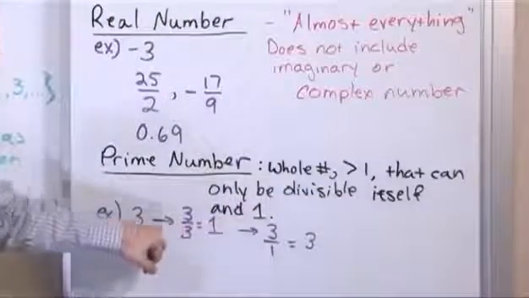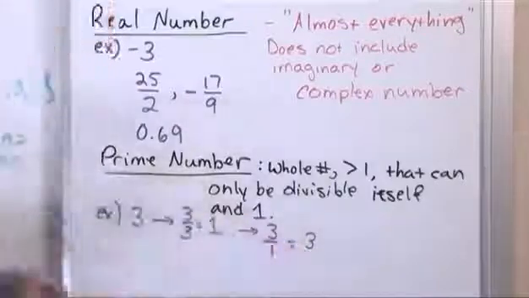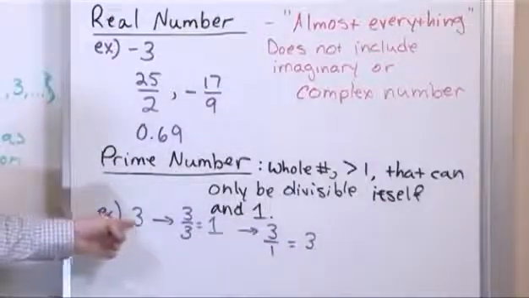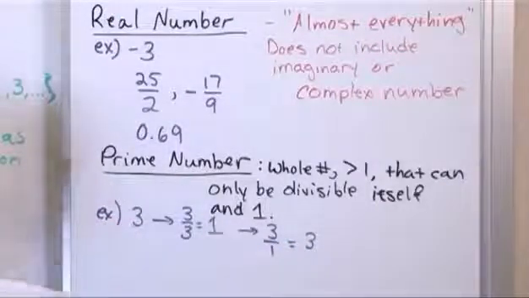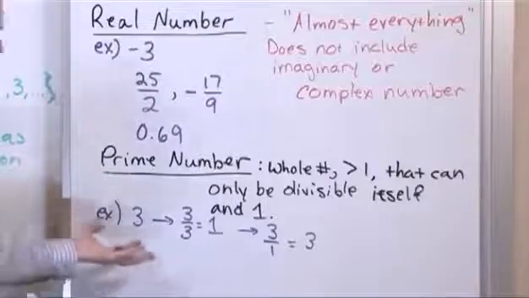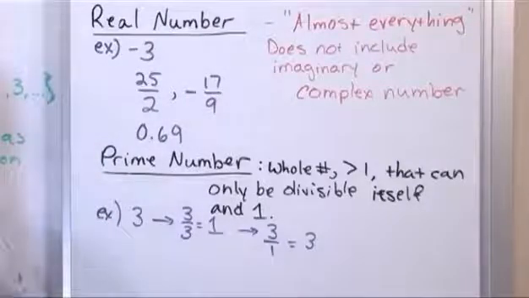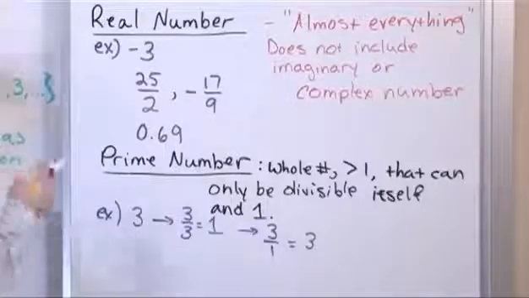So it's a whole number that can only be divisible by itself and 1. Here you're dividing by itself, here you're dividing by the number 1, and you get a nice even number both times. But if you try to divide this number by anything else, you're not going to have a nice division. 3 divided by 2, 3 divided by 5, 3 divided by 10. You're not going to find another number that divides evenly into it. So 3 is prime. Let me give you another example.